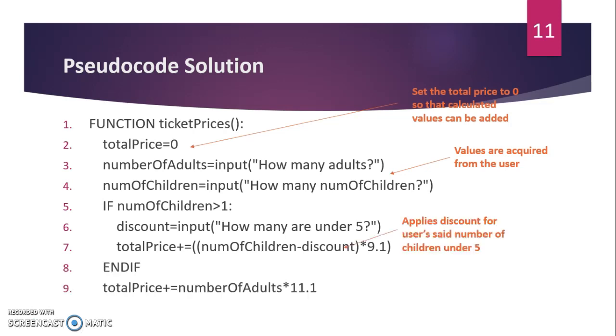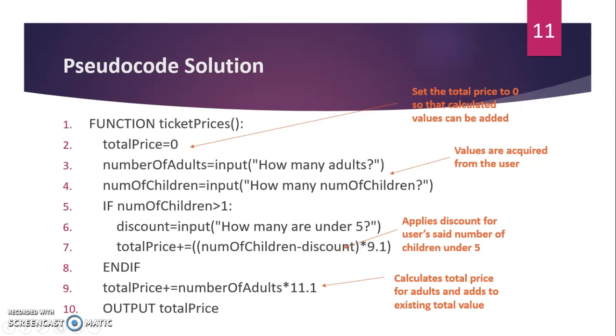So it applies a discount. And then our total price, we add the number of adults multiplied by 11.1. So if there are 2 adults, that would be equal to 22.2. So we calculate our total price, which is added on to the number of children price. And then we can print our total price.